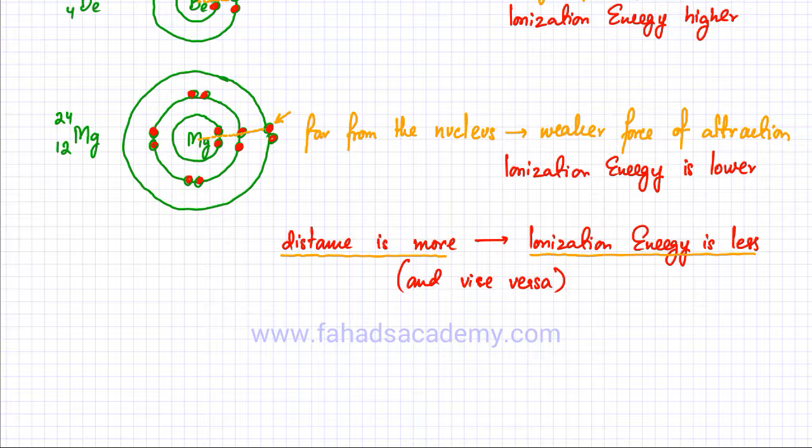One other way to describe this is that sometimes you use the term atomic radius to give the same idea of distance. You can use the word atomic radius interchangeably, and we can say that if the atomic radius is small, if there's a smaller atom, so distance is going to be small, so ionization energy is going to be more, or vice versa. If the atomic radius is more, that means distance is more, then the ionization energy is going to be less.